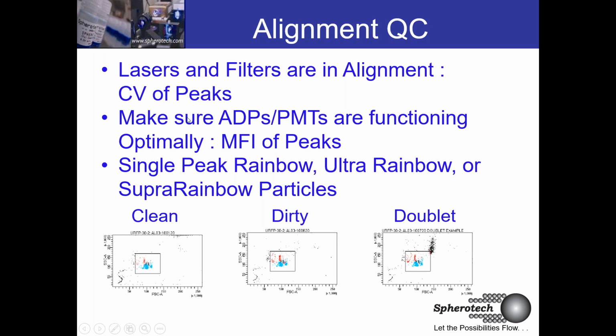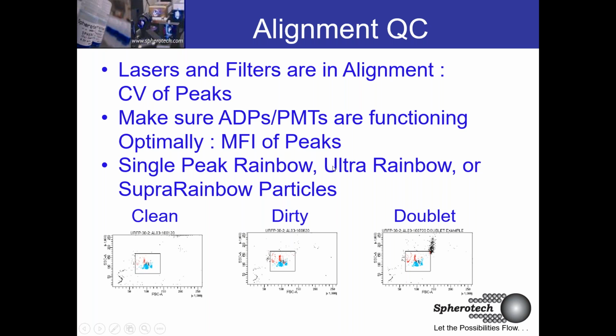So alignment is to make sure that our avalanche photodiodes, not ADP, we do want to get paid. Everybody loves ADP, but APD, avalanche photodiodes, and PMTs, right, photomultiplier tubes, we want to make sure they're functioning optimally, right? And what does that really mean? Well, it comes down to MFIs, intensity, and the CVs, or the width of those peaks, right?